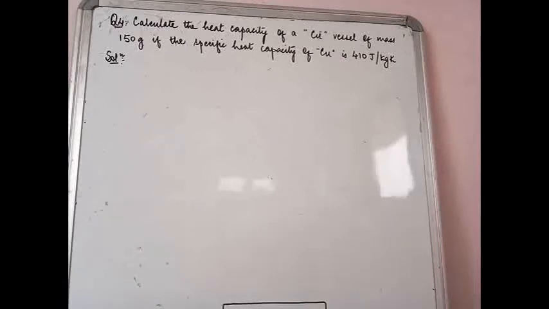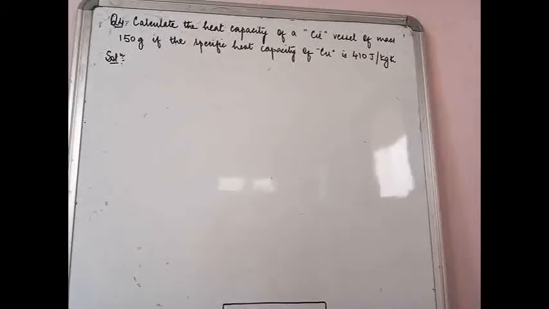Okay, so here is the next question. Calculate the heat capacity of a copper vessel. Okay, so there is a vessel which is made up of copper. What is the mass of that particular vessel? The mass is 150 gram. Okay, if the specific heat capacity of copper is this much.